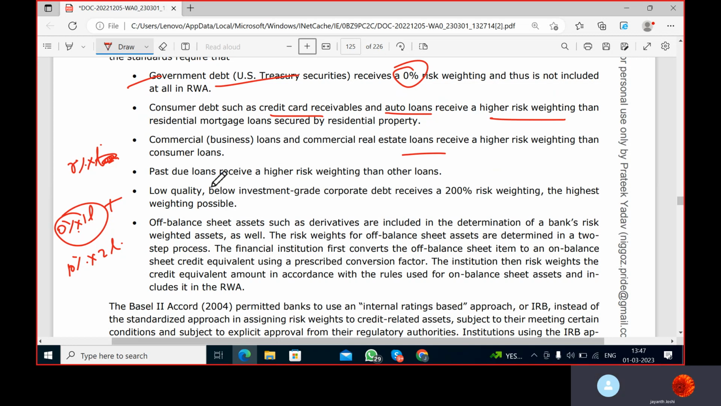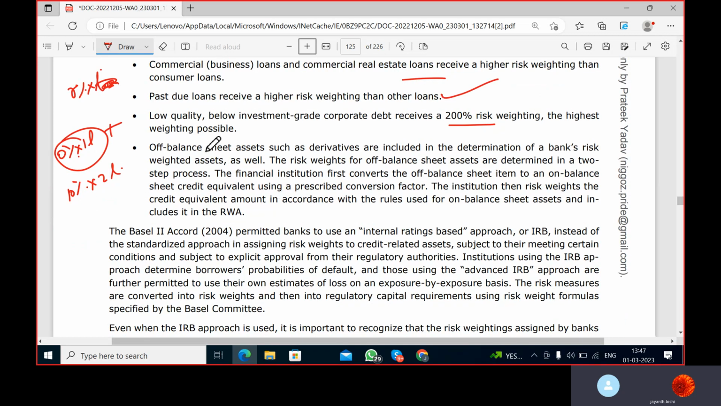Then past due loans receive a higher risk weighting than others. Then low quality, below investment grade corporate debt gets this much risk weighting, the riskiest one. Then some off balance sheet assets such as derivatives are also included in the determination of bank risk weighted assets. The risk weights for off balance sheet assets are determined in a two-step process.